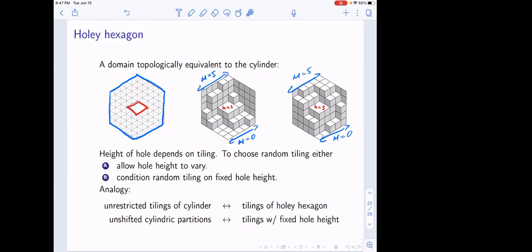And recall that in the cylinder, we also have two setups. First, when we think about all tilings of the cylinder, where we have a shift. And the second is unshifted cylindric partitions, where we can think that the shift is fixed to be 0. So these two setups correspond to all tilings of the hexagon, and tilings with a fixed height function on the inner boundary as well.